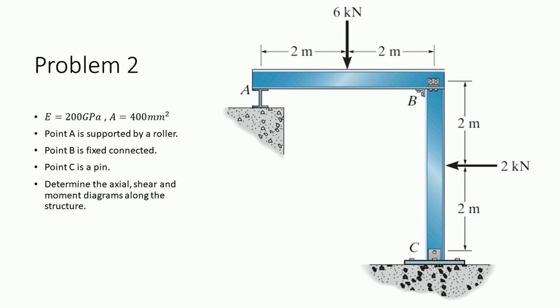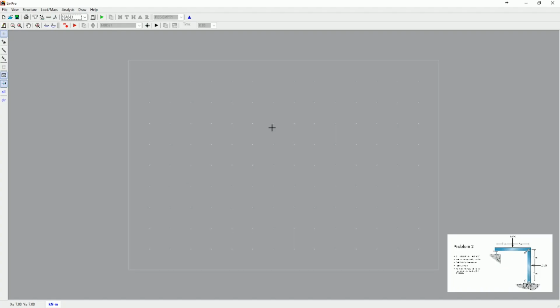Let's move on now to problem 2. This problem also contains one vertical element along with the horizontal element. Point A is supported by a roller, point B is fixed connected, and point C is a pin. In this case, we want to determine the axial, the shear, and the moment diagrams along the structure. This problem can also be solved in a similar fashion as the first problem.